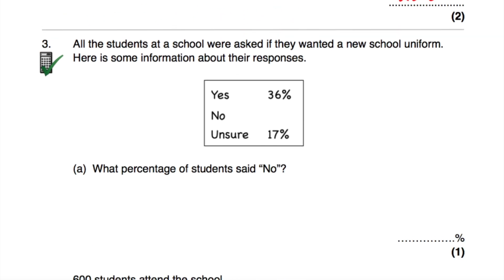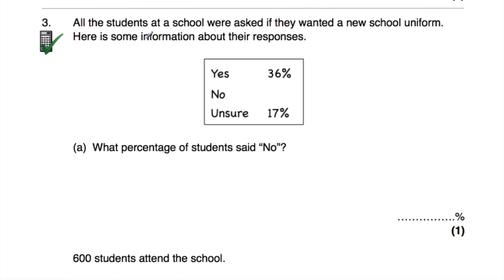Okay, let's look at our next question, question number three. It says all the students at a school were asked if they wanted a new school uniform, and here's some information about their responses. So 36% of the students said yes, and 17% of the students were unsure of whether they wanted a new school uniform or not, and here we don't actually have the figure for no. Part A says what percentage of the students said no. So we want to find this missing percentage here. Now, if the students were asked if they wanted a new school uniform, the options were obviously yes, no, or unsure. So these three percentages will have to add together to be 100%.